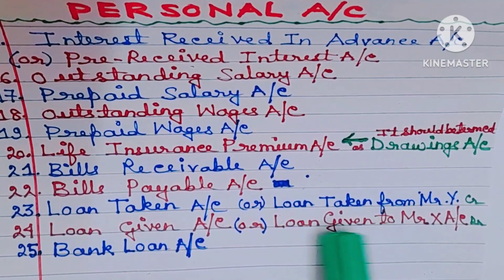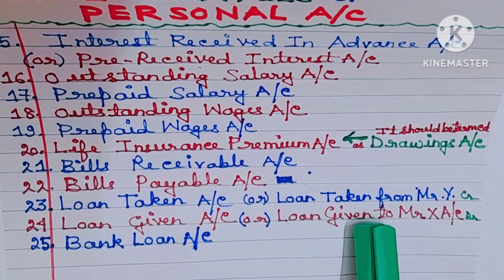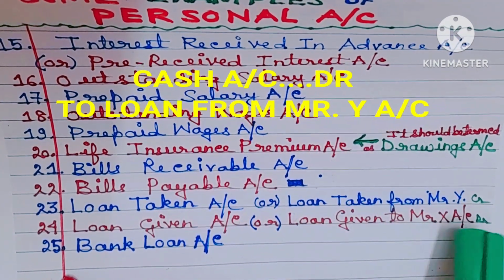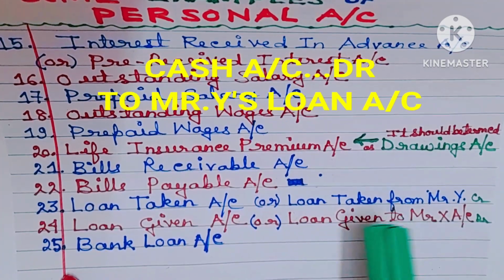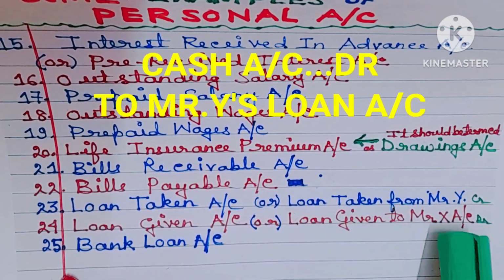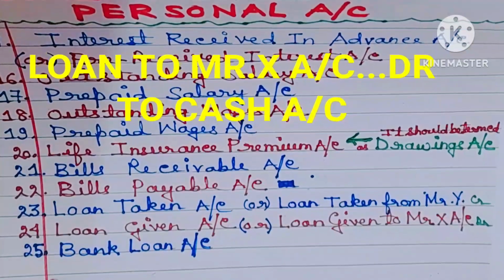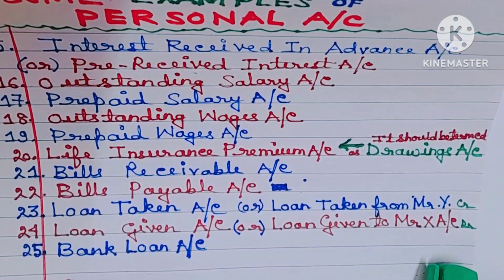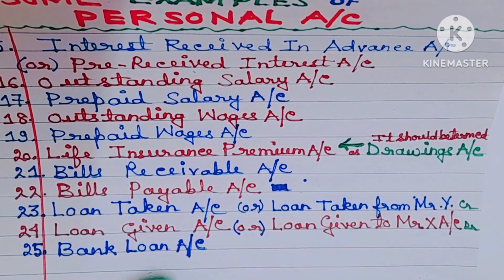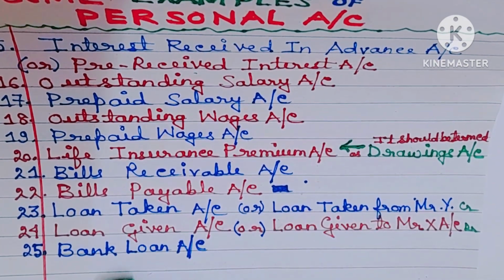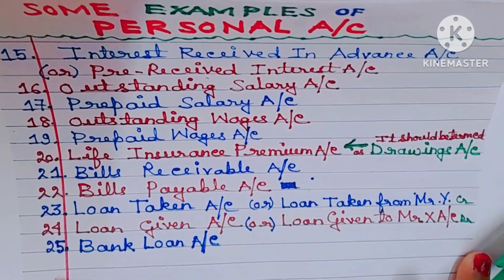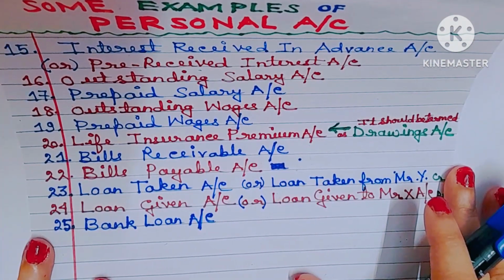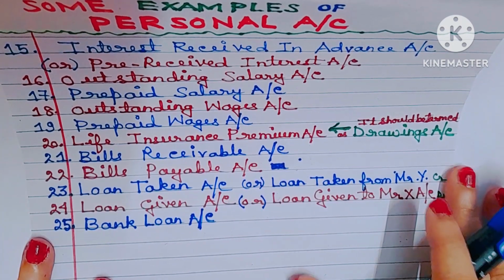What will be the journal entry? Loan taken from Mr. Y. Cash account debit, loan from Mr. Y's account credit, or cash account debit to Mr. Y's loan account credit. Number 24, loan given account or loan given to Mr. X. Okay. Number 25, the last one, bank loan account, is an example of personal account. I hope you understood and everything is clear now.